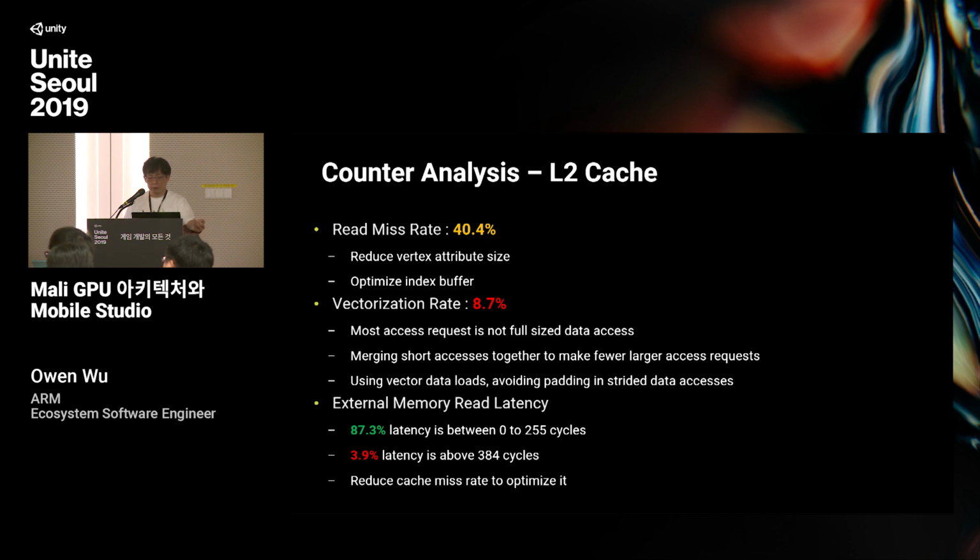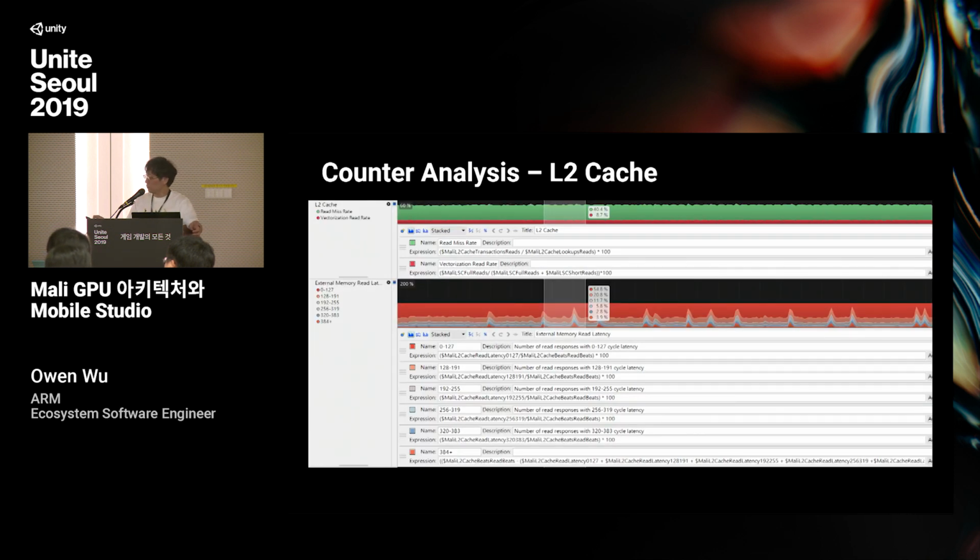And about 4% of external memory reads have latency higher than 384 cycles. Memory read latency over 384 cycles should be considered an issue because the GPU will idle to wait for the data to return from the external memory. So let's check this picture. There are many categories of latency, and the final one is the latency you should avoid.